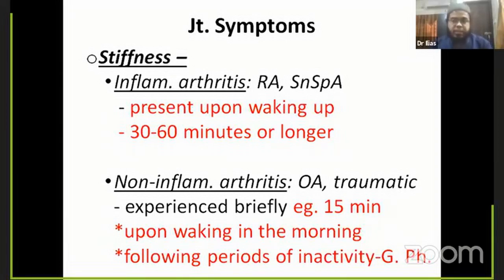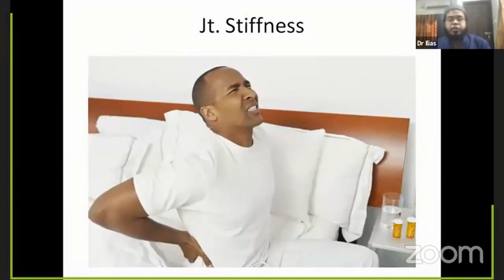That is called the gelling phenomenon. Gelling phenomenon is a very important feature of osteoarthritis. Okay, I'm going to the next slide. You see, that is joint stiffness.